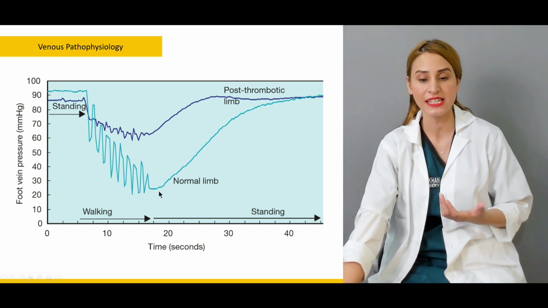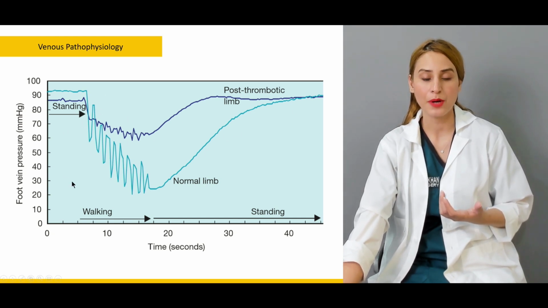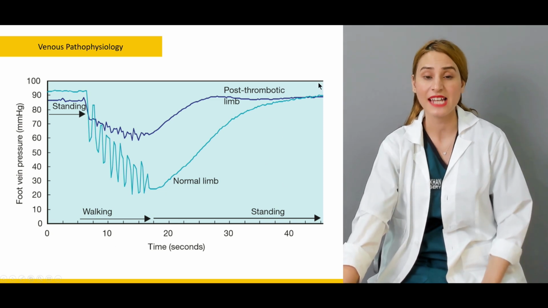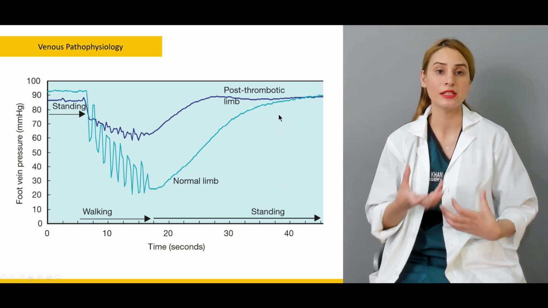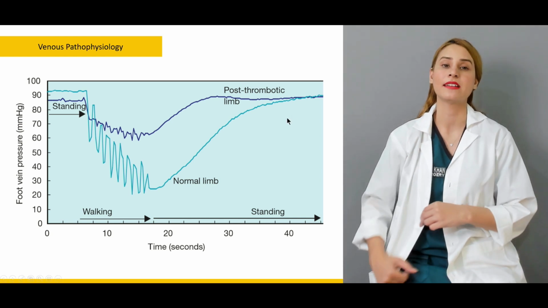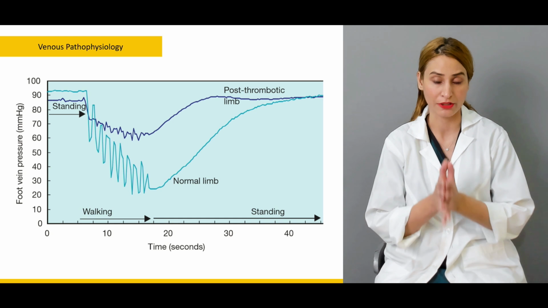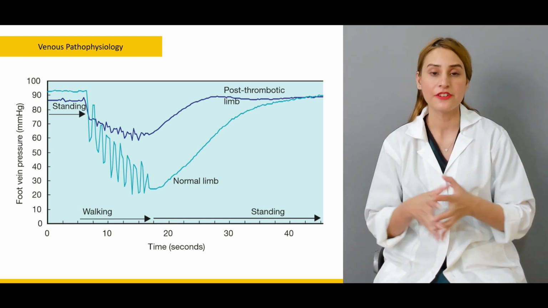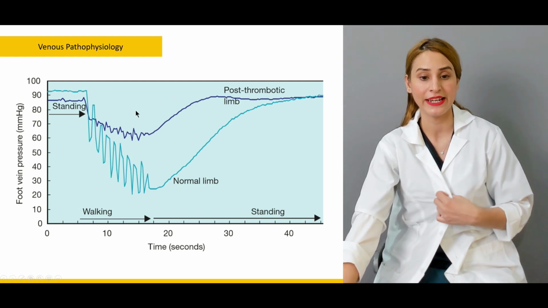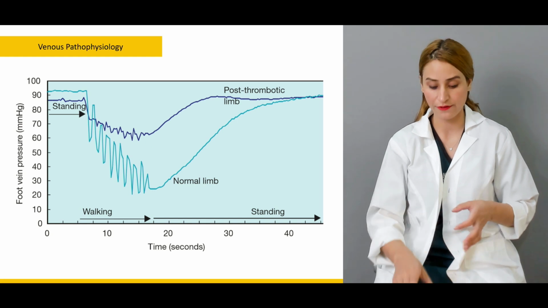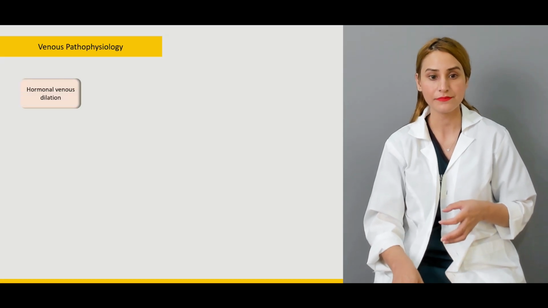If you look here in the normal limb, the pressure is generated and then it goes down, and while walking the pressure is low, but in the standing position, against gravity, the blood has to be moved up, and the pressure has to be built up to at least 80 or 90 or 100 millimeters of mercury. But in the post-thrombotic limb, there's a difference, and you can see the pressure gradient has to be increased so much, so that will lead to the formation of venous hypertension.